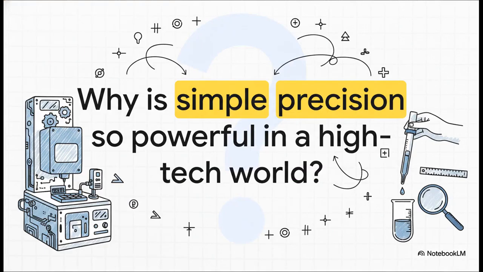And that kind of brings us to a final interesting thought. You know, we live in this world of super complex, high-tech, automated machines that can analyze anything. And yet, this simple manual technique, which really just relies on careful measurement and a good eye, is still absolutely essential. It kind of makes you wonder, right? In a world of complexity, why is something so simple but so precise still so incredibly powerful?